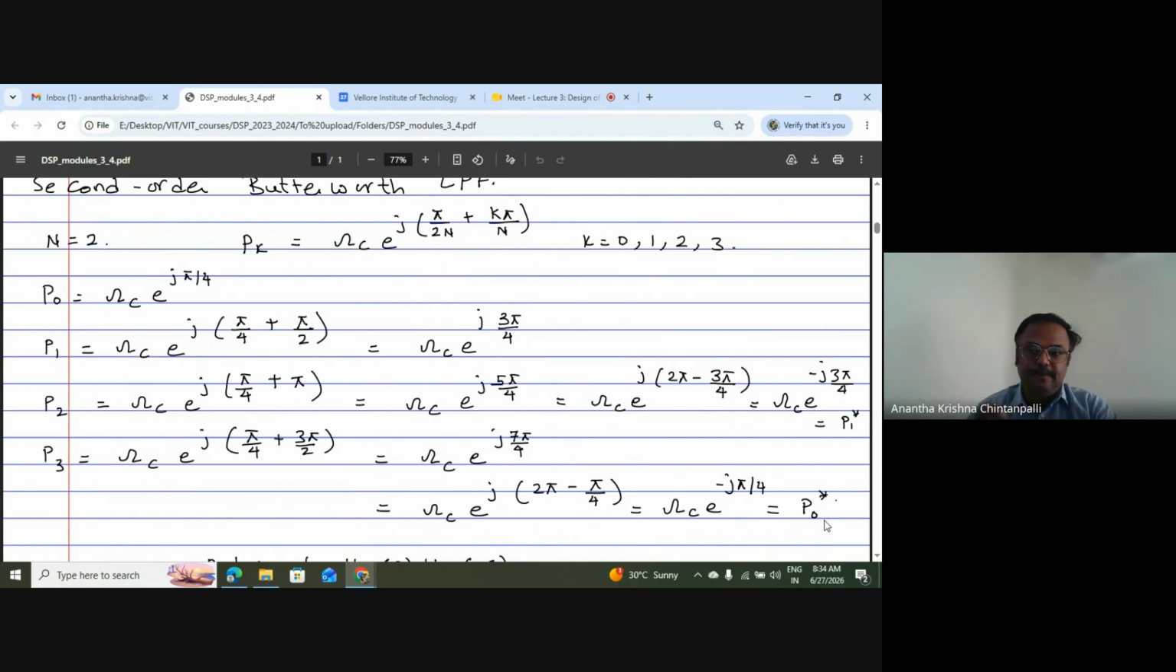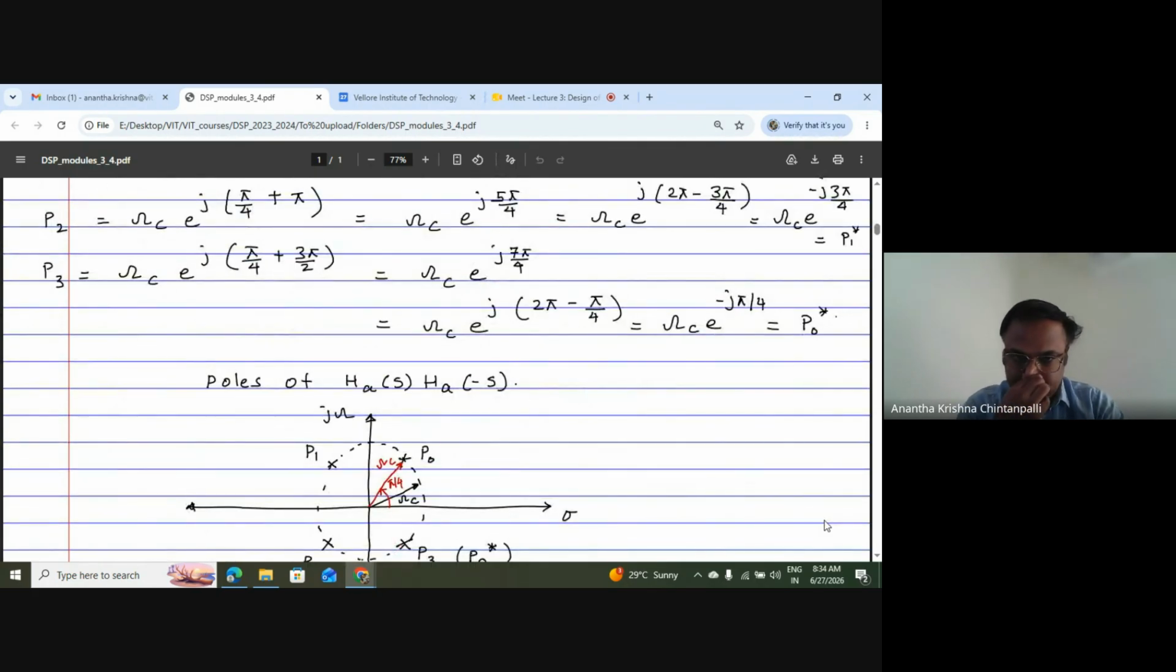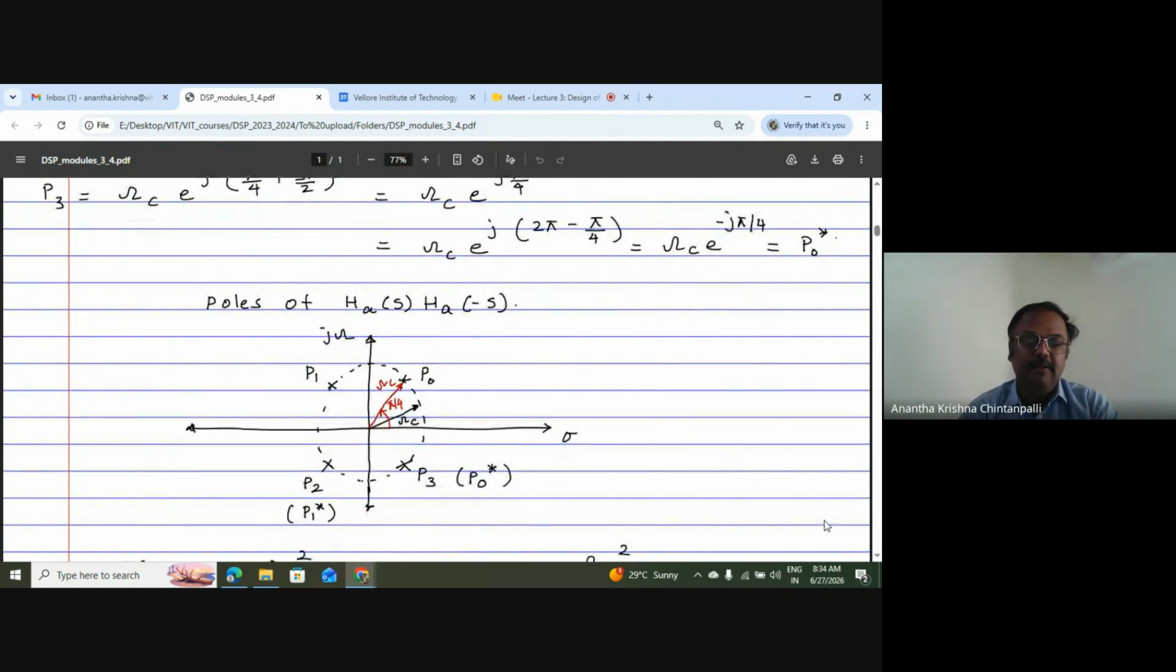So one of the most important aspects is what we have identified as the conjugate pair, because we want to make sure that it is symmetric with respect to the real as well as the imaginary axis. So this is the location of your poles for H_a(s) and H_a(-s). This is sigma, this is j omega. This is very important, which you need to write.